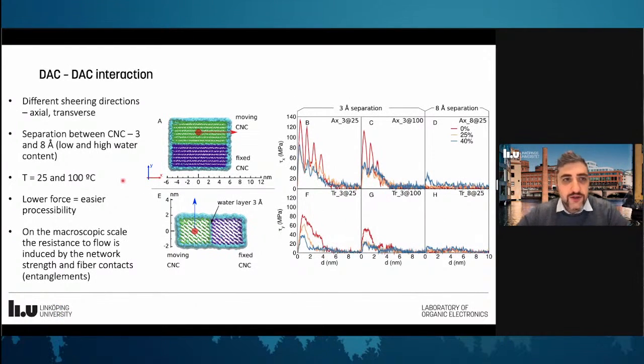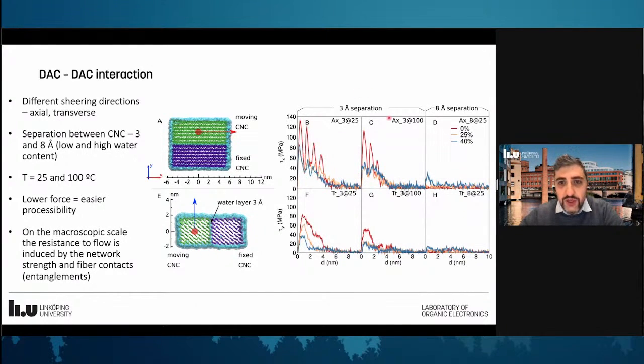So let's look at what is happening when we apply shearing force to our fibers, or our nanocrystals. Here we are applying a shearing force in 2 directions. One is in the direction of the axial axis of the cellulose, and the other one is in the transverse direction, perpendicular to it. In both cases, we have a fixed CNC, and the other CNC is moving.